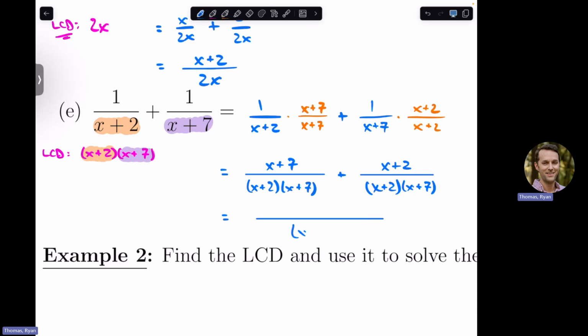And then combining x plus 2 plus x plus 7 plus x plus 2. So x plus x is 2x, and 7 plus 2 is 9.